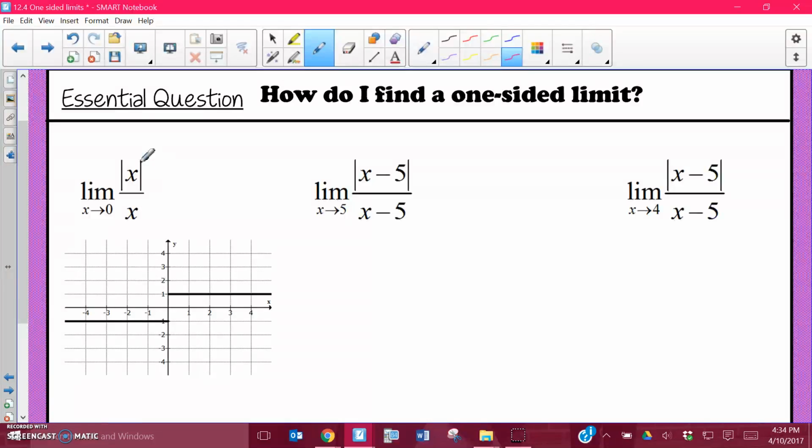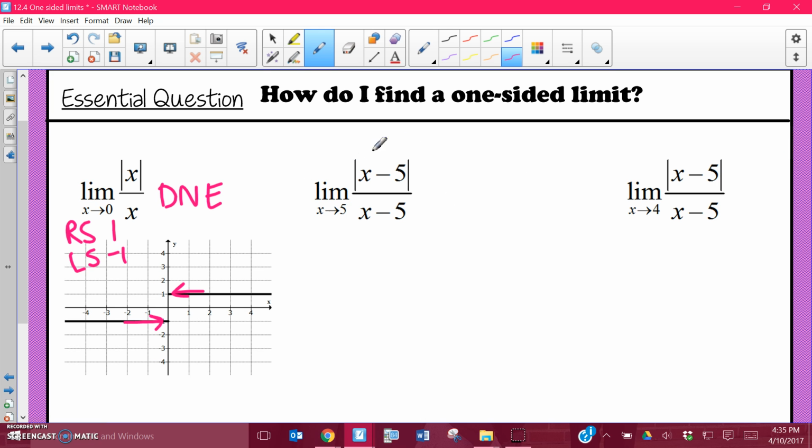So if I'm looking at the limit as x goes to 0 of this particular function, again, this graph, as I'm coming in from the right side, we know that limit is going to be +1, and as I'm coming in from the left side, my answer is going to be -1. So for this particular case, we can't find that limit. That limit does not exist.